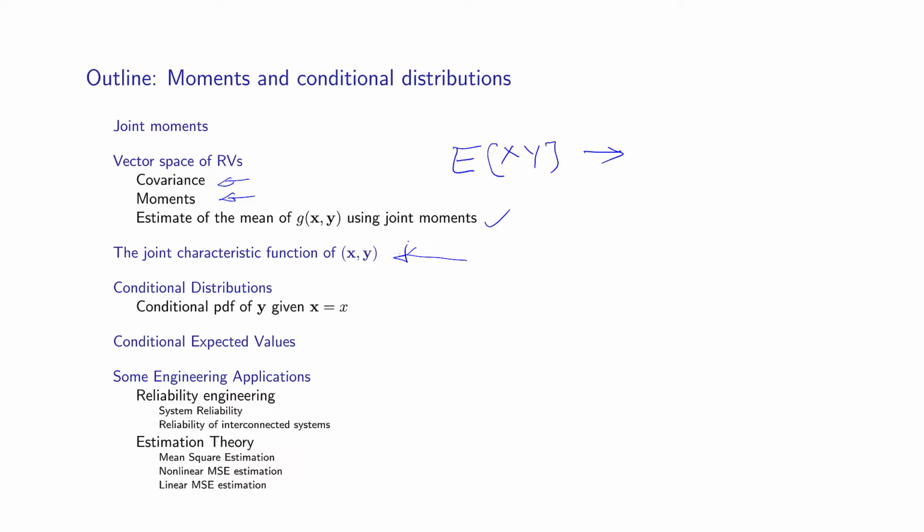Following that, we will discuss the conditional distribution of, let's say, one random variable given another one and so on. And using these, we will discuss the conditional expected value. So this is mainly this chapter. At the end of this chapter, we talk about two very important engineering applications of this course. One of them is in reliability theory. The other one is in estimation theory.